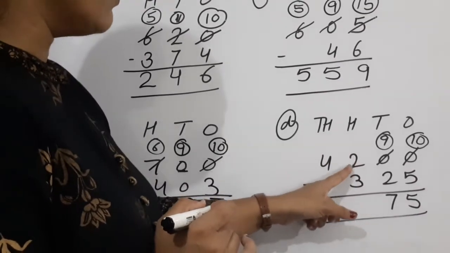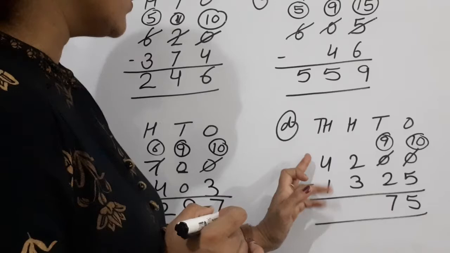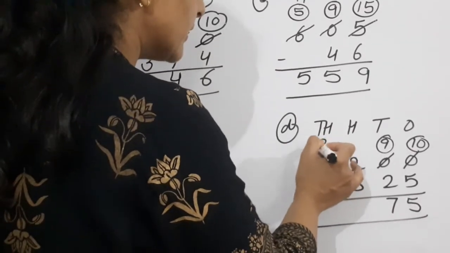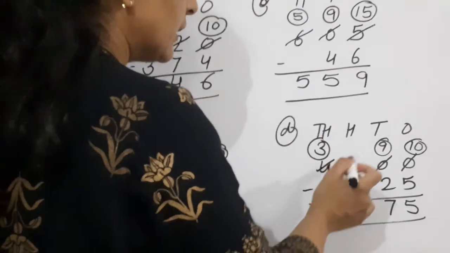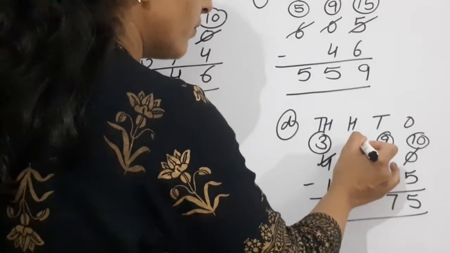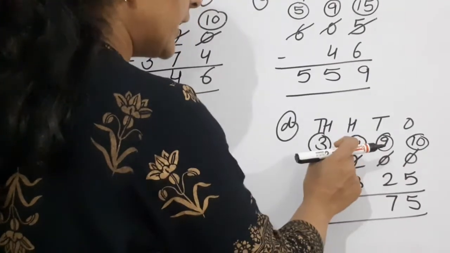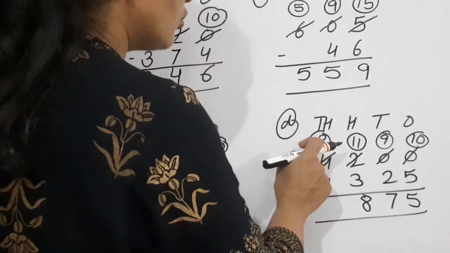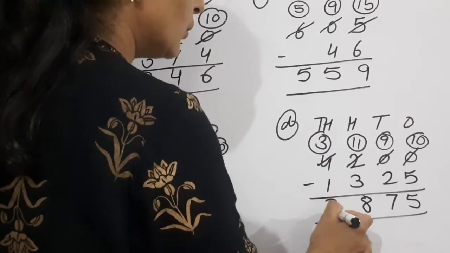So from 1 we cannot subtract 3. So what do we do? From 1000 we take the carry from there. Now there is 3000 and here is 11. Okay. So 11 minus 3 equals 8. And 3 minus 1 equals 2.